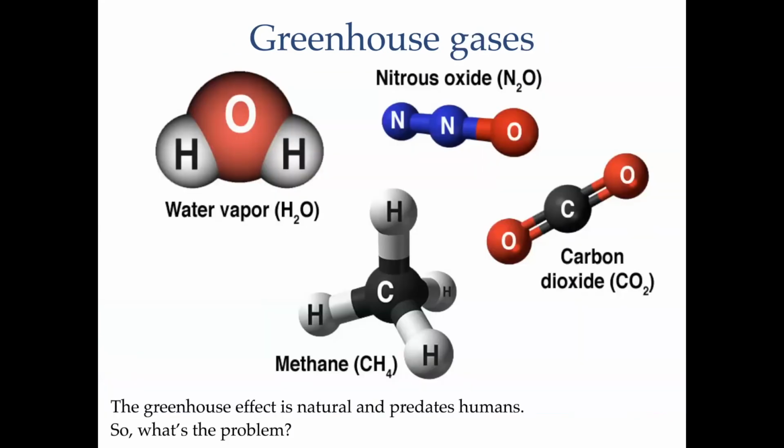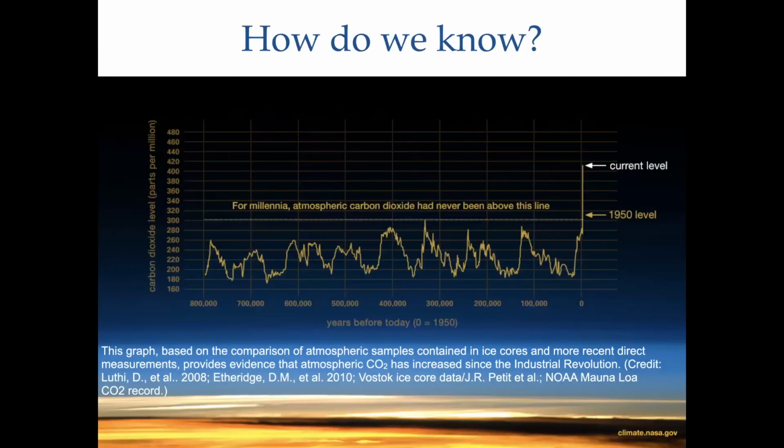Here are some examples of these greenhouse gases. We have water vapor, nitrous oxide, methane, and carbon dioxide. And we know that all of those gases are actually naturally occurring in nature, in the atmosphere. And it predates humans by much time. So what is the actual problem here? Why are we making such a big deal with things that already exist in the atmosphere and already happened before humans were on this planet?